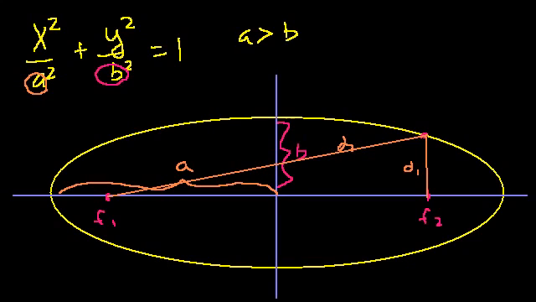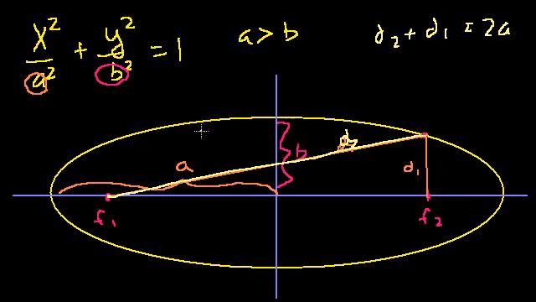Maybe I do it in a different color. I'm reusing all the colors. So this is d2, this whole line right here. That's d2. So when you find these 2 distances, you sum them up. So this d2 plus d1 is going to be a constant that it actually turns out is equal to 2a. But it turns out that it's true anywhere you go on the ellipse.